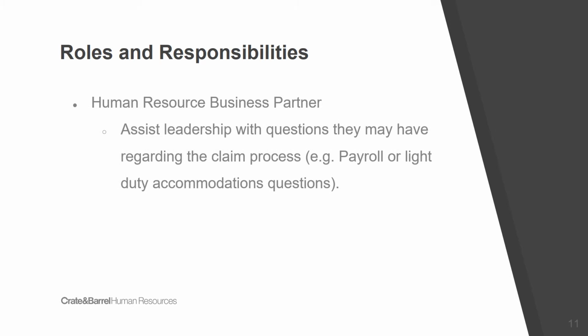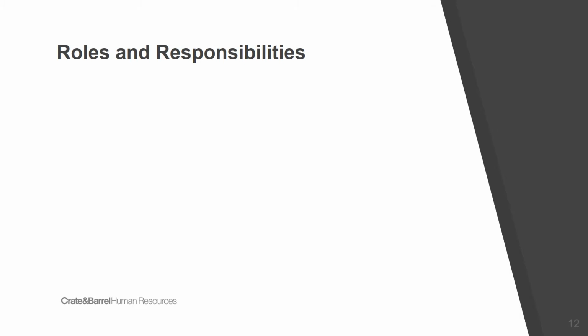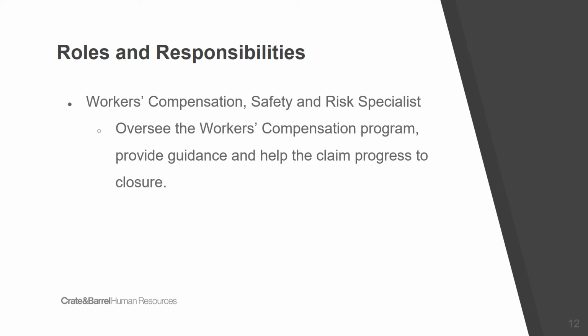The role of the human resources business partner is to assist leadership with questions they may have regarding the claims process, for example, payroll or accommodation questions. The role of the Workers' Compensation Safety and Risk Specialist is to oversee the workers' compensation program, provide guidance, and help the claim progress to closure.